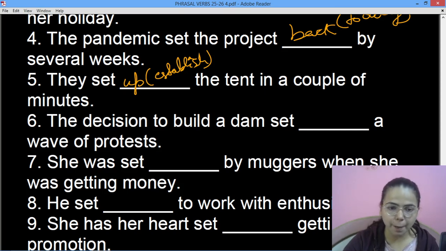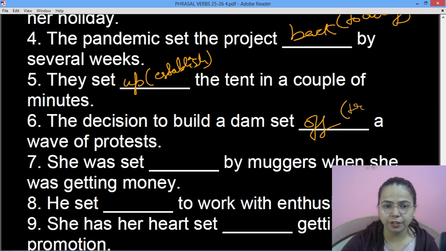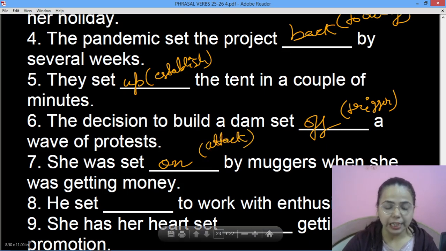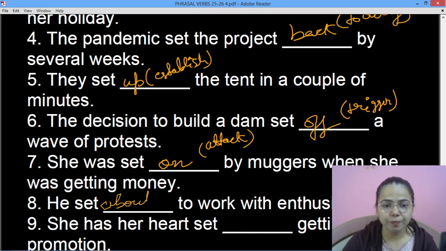The decision to build a dam, that is sixth one, to set off a trigger of waves means to trigger. Then seventh, she was set on by muggers when she was getting money means to attack. Okay, then eighth one is to set about means to begin.